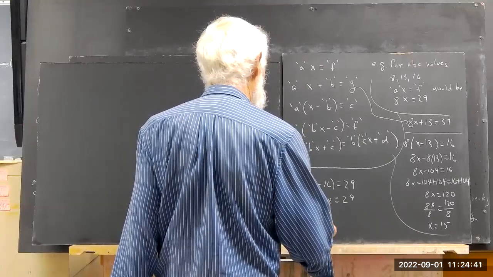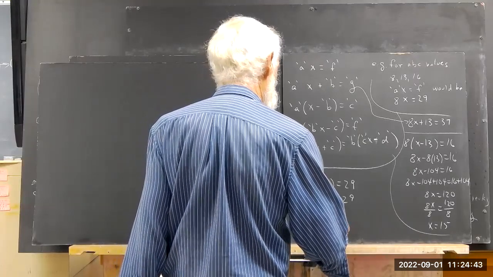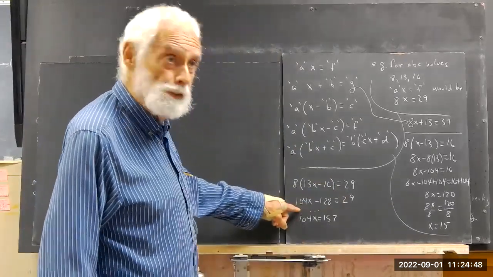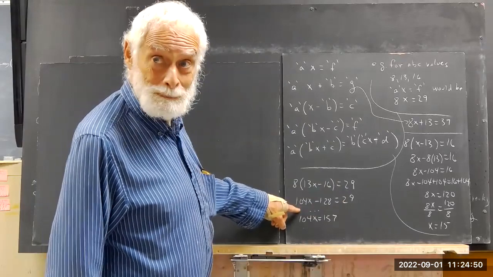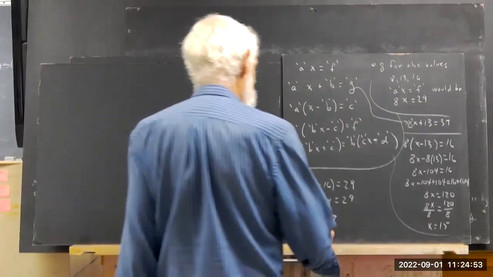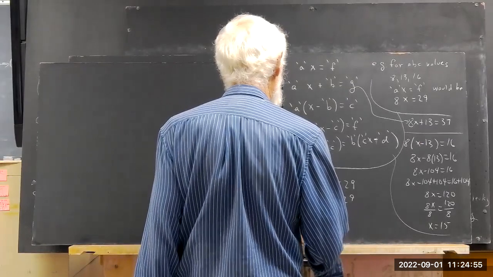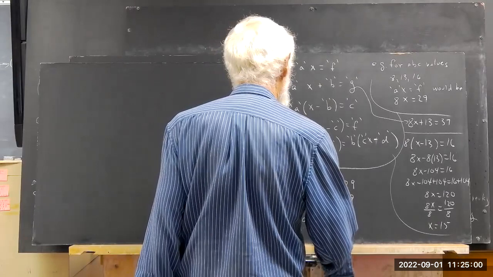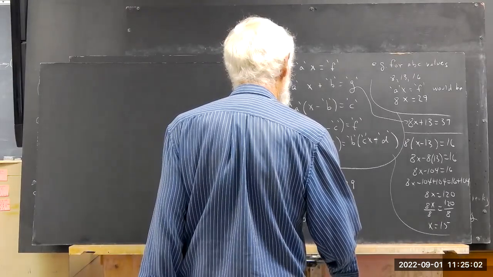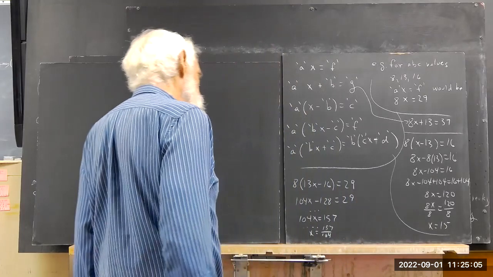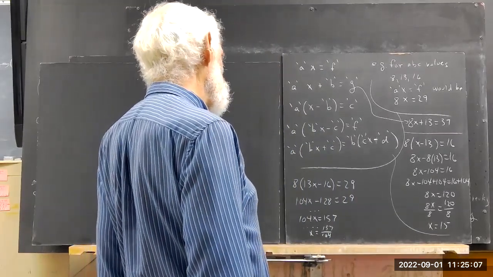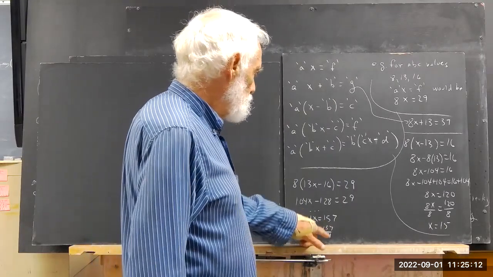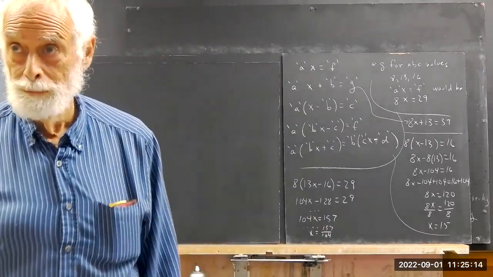We get 104x equals 157. Add 128 to both sides. So 3 dots means something you should write out, but I'm not going to. Okay. And then x equals 157 over 104. Let's see, 104 is 52, 26, 13. 13 doesn't go into 157. So these are relatively prime, so that doesn't reduce. Okay.